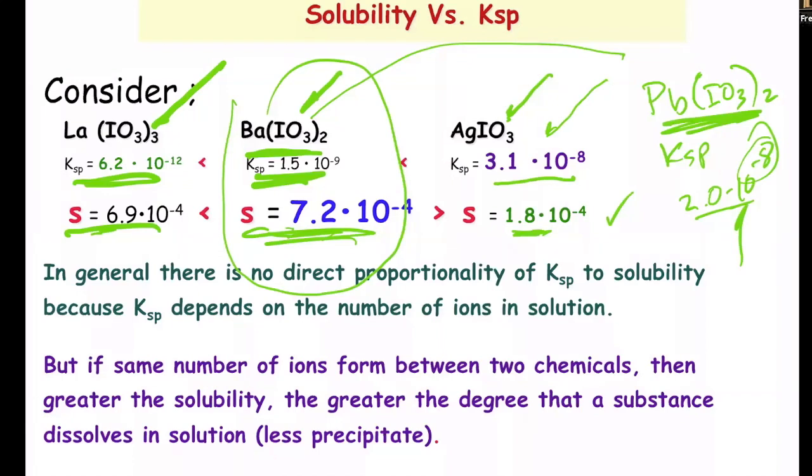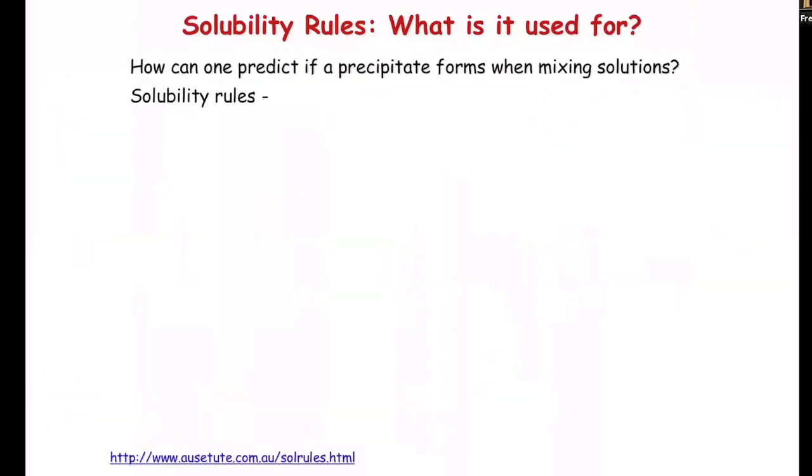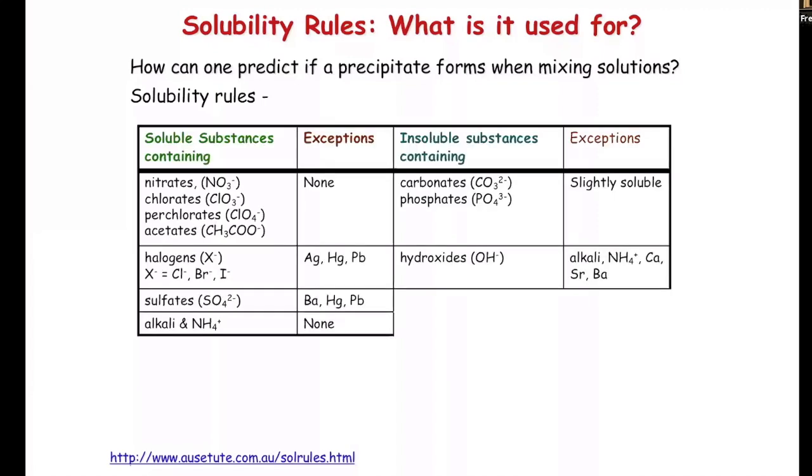Okay. So let's take a look at the solubility rules. What is it used for? Well, it was used for when you guys were in chemistry 200, to tell you whether a chemical is going to dissolve or not dissolve, whether a precipitate will form. And here in Chem 201, we take the solubility rules and extend it, because now we can calculate how much of it dissolves. So the solubility rules are the following.